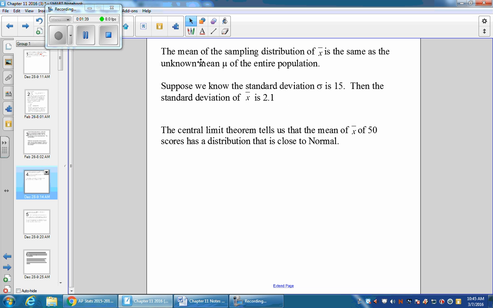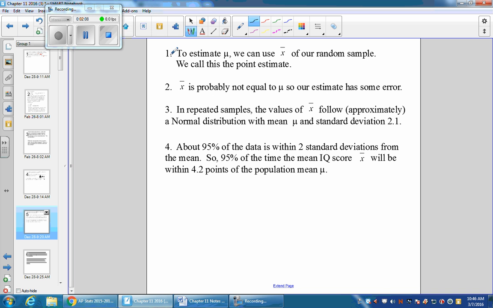In order to do this, we have to assume that the mean of the sampling distribution of x bar is the same as the unknown true mean mu. And we know that the standard deviation for the population is 15. So the standard deviation for the sample mean is 2.1. And how do we get that? We take 15 divided by the square root of 50. Now the central limit theorem tells us, since we have 50, that this is going to be close to a normal distribution.